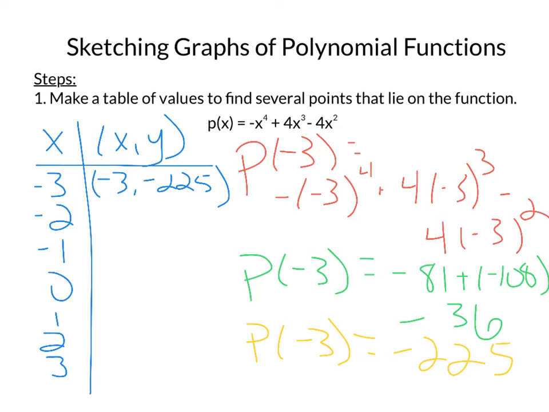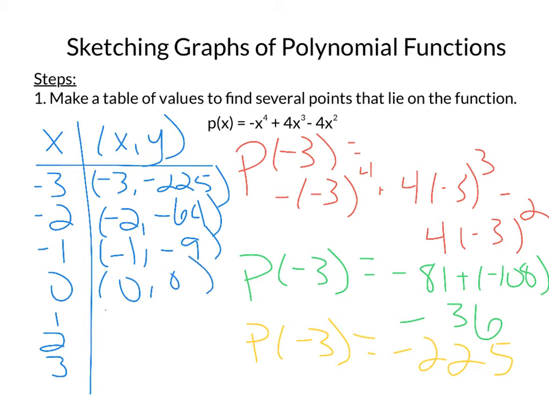I would continue this process of plugging in the values and get the remaining points as well. I would get the point -2, -64, -1, -9, 0, 0, 1, -1, 2, 0, and 3, -9.